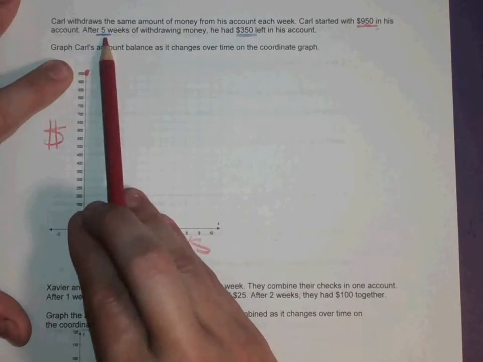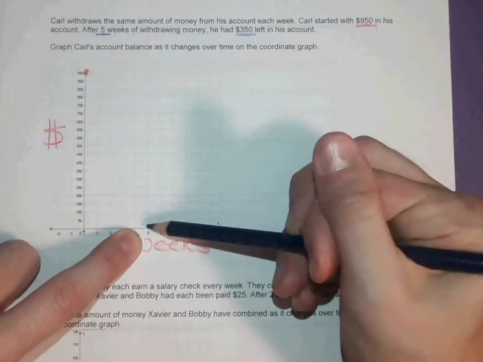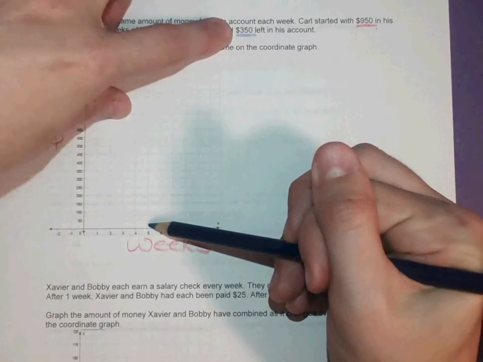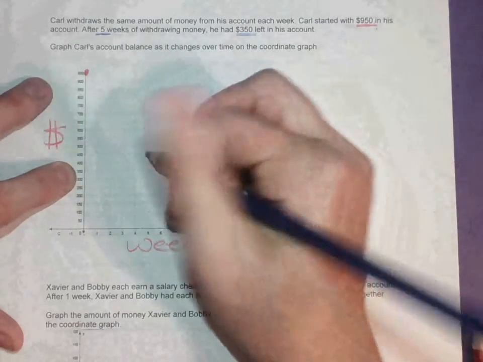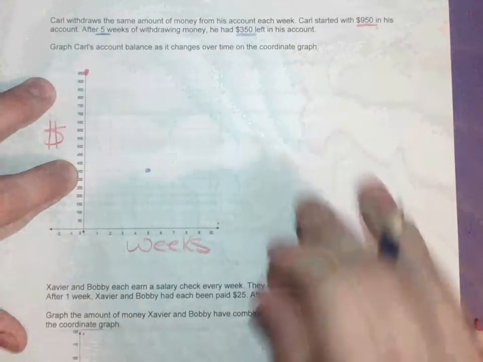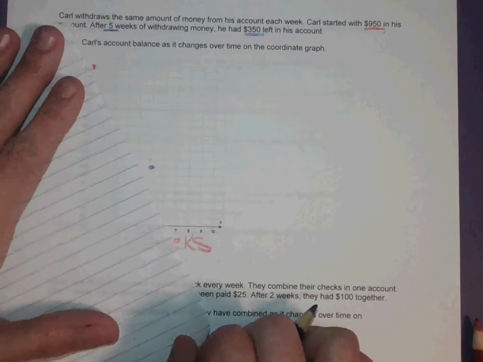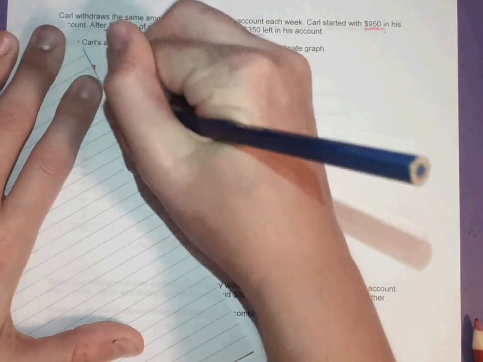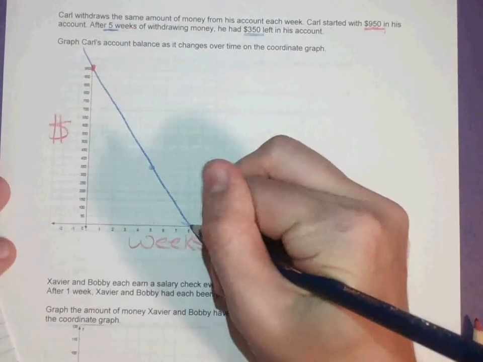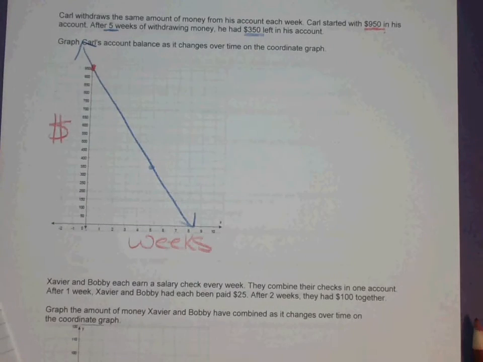And then after 5 weeks, so I'm going to go over here to 5, and he had $350. So I'm going to go 5 up to 350 and put a point. And now I've got those 2 points on my graph, and I can just draw my line.